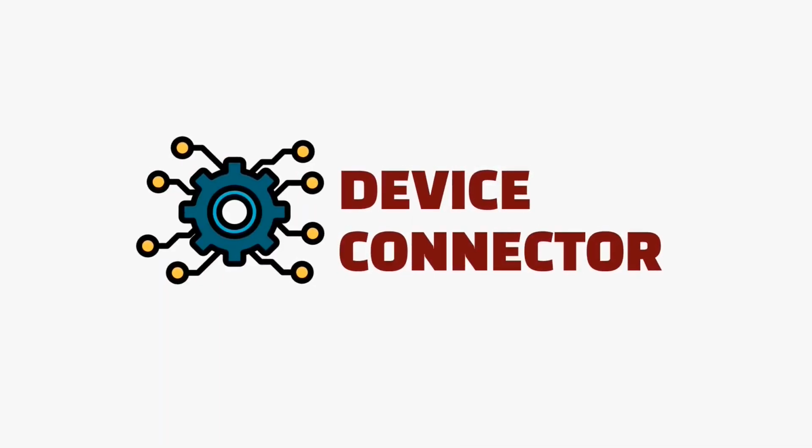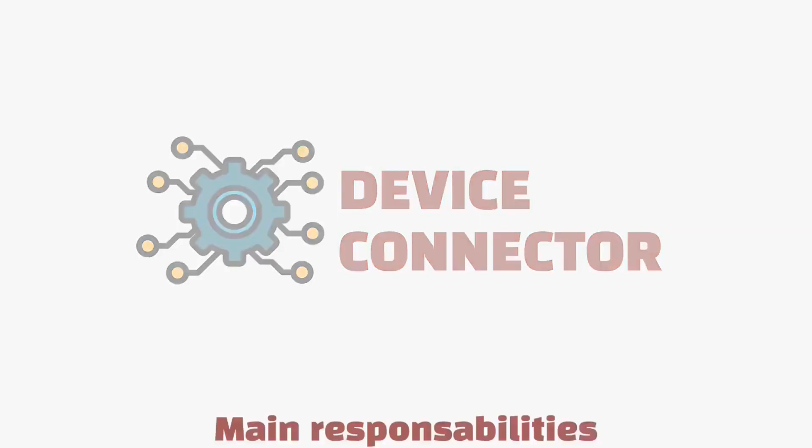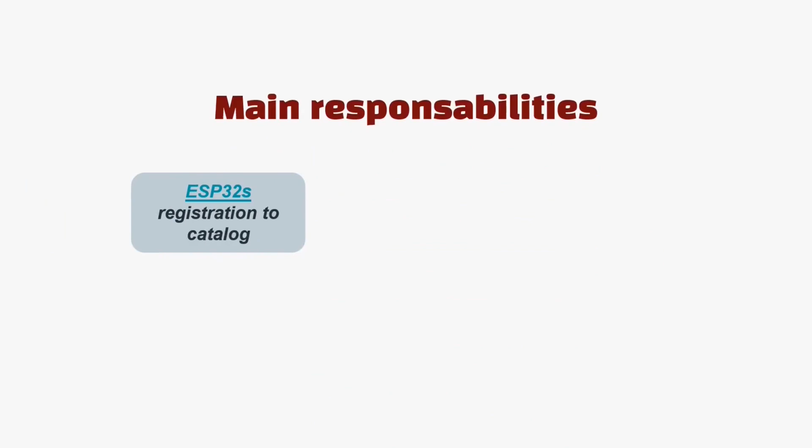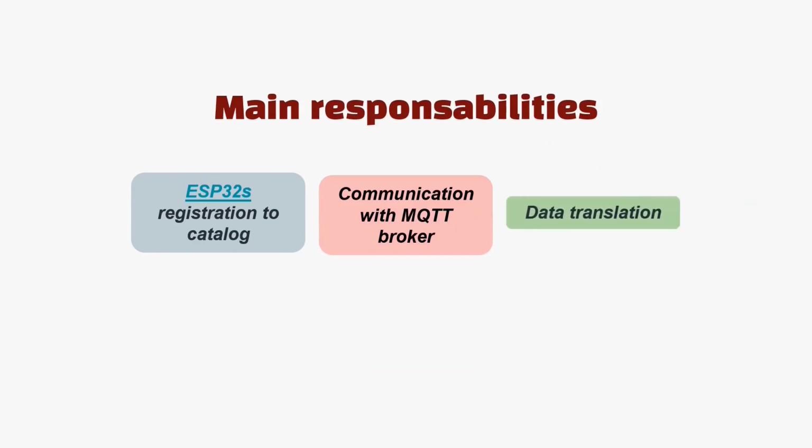The device connector communicates through a REST interface with the resource catalog. It sends and receives data from the broker and the devices using an MQTT interface. More in particular, its main objectives are to register ESP32s to the catalog, to communicate with the MQTT broker, and to implement data translation between the format used by the ESP32 devices and the format compatible with Home Assistant. It also translates the command and inputs of the microservices so that it is able to manage modules and to inform the system about state updates.